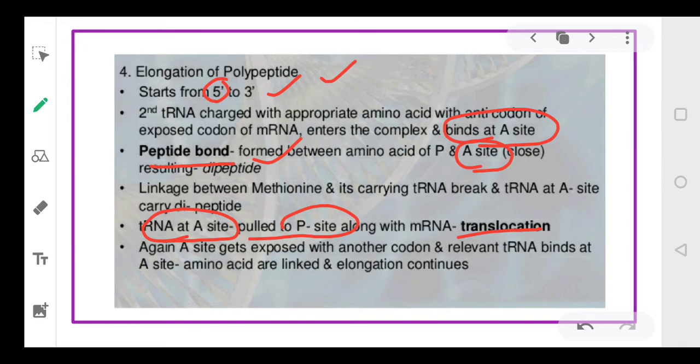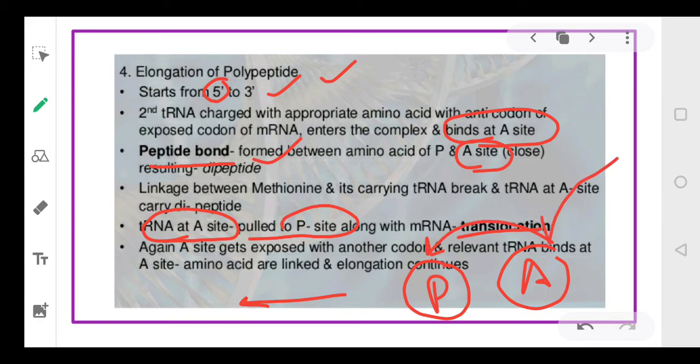Okay, dear students, clear? So first, methionine was attached at P and the second was attached with A. Now this tRNA will go. Methionine has left, P is empty. So A will shift to P and a third tRNA will come to A.